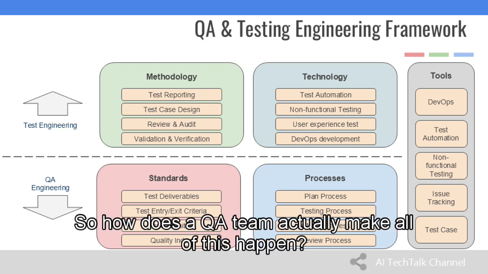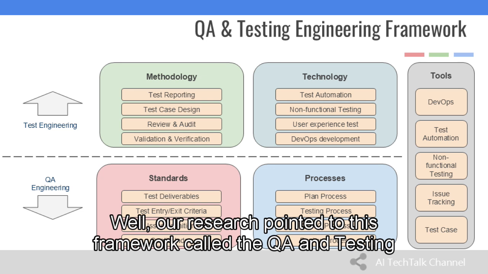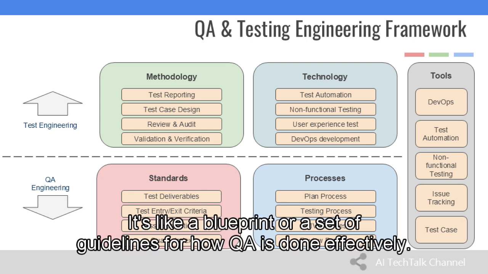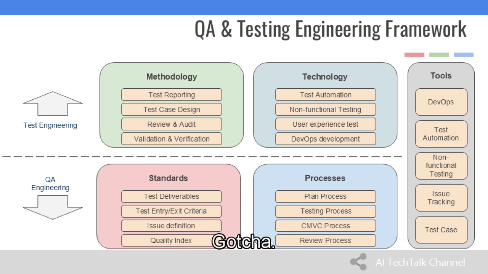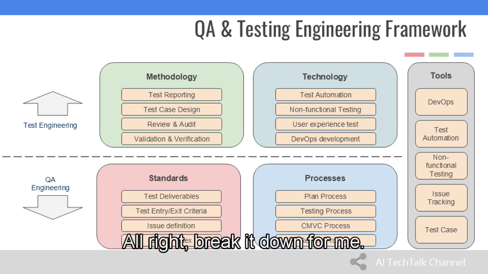So how does a QA team actually make all of this happen? You know, how does it all come together? Well, our research pointed to a framework called the QA and Testing Engineering Framework. It's like a blueprint or a set of guidelines for how QA is done effectively. Gotcha. And this framework covers a few key areas. All right, break it down for me.